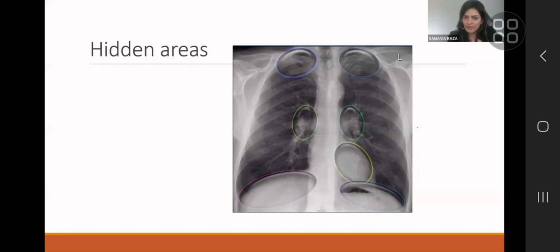A little nodule sitting there, clearly asymmetrical thickening of the pleural apex there. Think, is there a Pancoast tumor there?